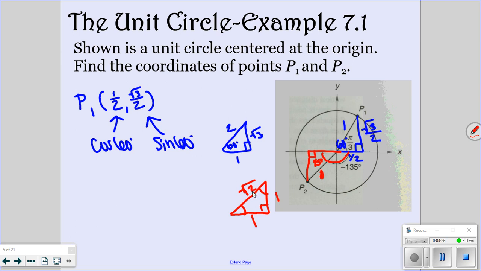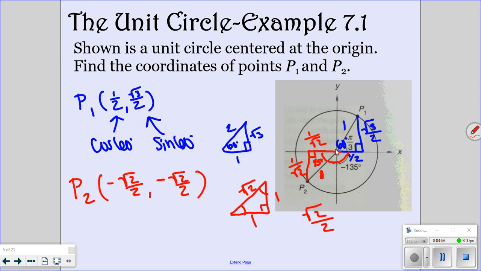So we basically need to divide all of our side lengths by square root of 2. So 1 over square root of 2 for this side length, 1 over square root of 2 for this side length, which again, if you rationalize, is square root of 2 over 2 for both of those. Whichever one you want to put over here is fine. So the coordinates for P2 are going to be negative square root of 2 over 2, negative square root of 2 over 2. And it's negative because we went to the left and then down.